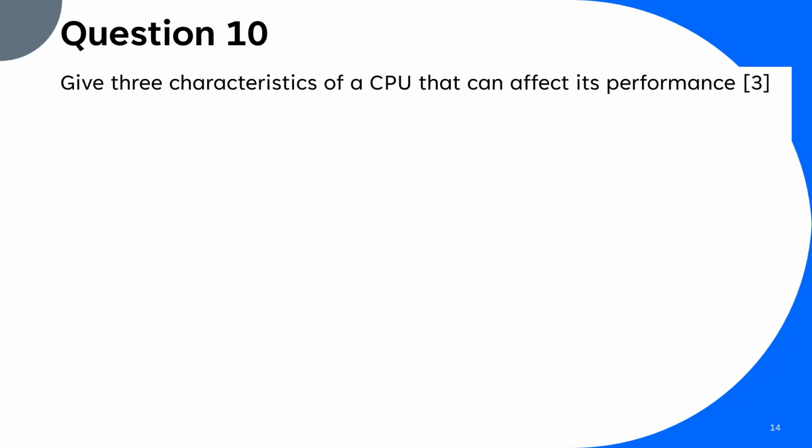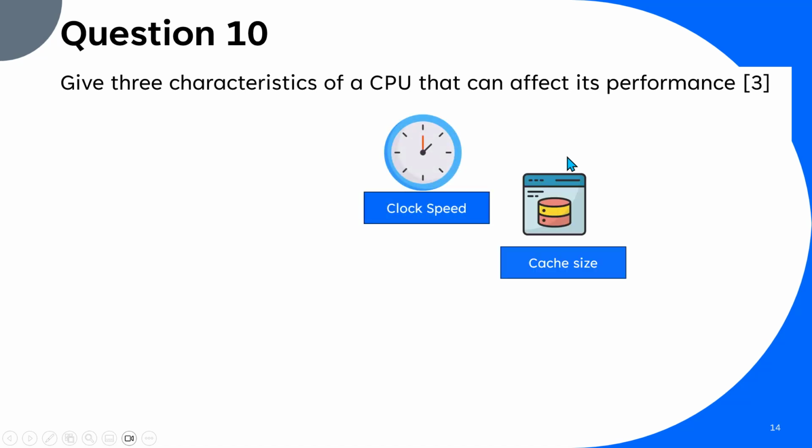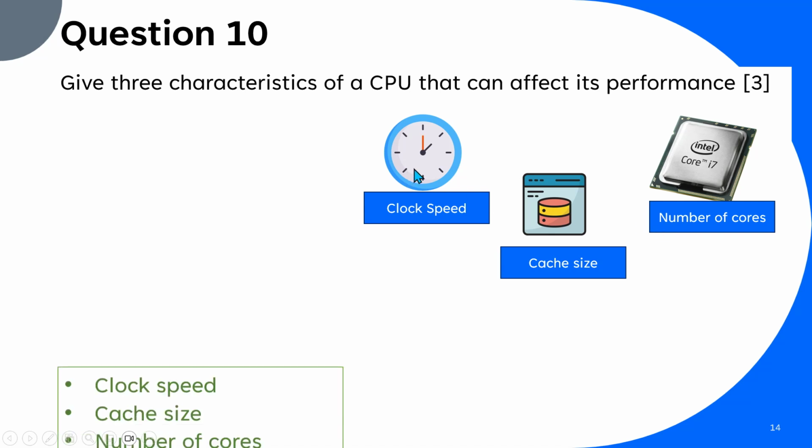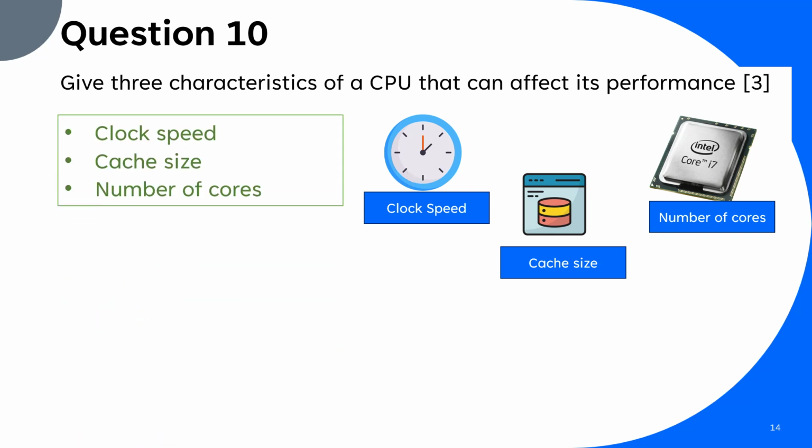Question 9 or 10, I'm not sure. It says, give 3 characteristics of a CPU that can affect its performance. Now, you've got to remember the 3 C's: clock speed, cache size, and cores, or number of cores. So the clock speed, the cache size, and the number of cores.